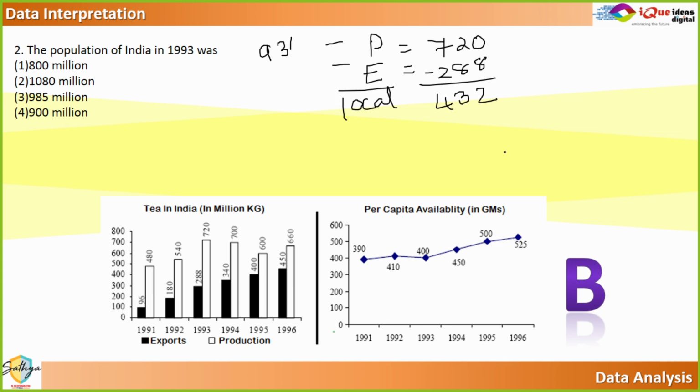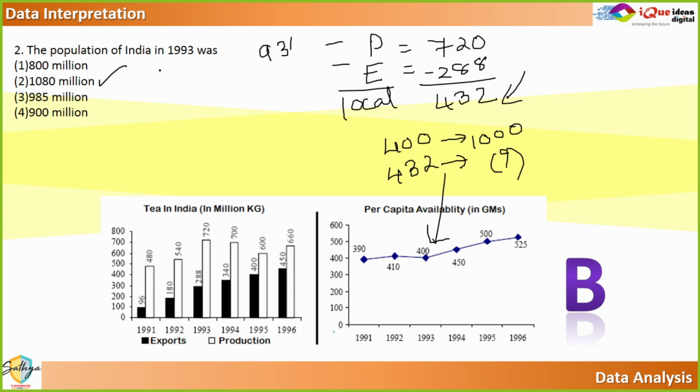Okay, so now take a look at this. Per capita means what? Out of 1000, 400 are there. So if in reality 432 is there, then what is the actual population? So if 400 corresponds to 1000, 432 will be more than that. There is only one option which is more than 1000. So 1080. And cross multiplication will give it anyway: 432 multiplied by 1000 divided by 400 will automatically give you the answer. Now did you understand it?